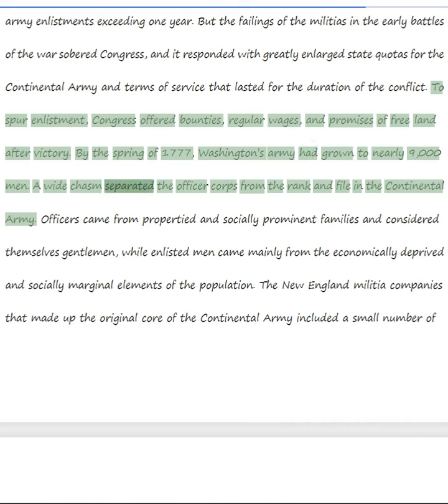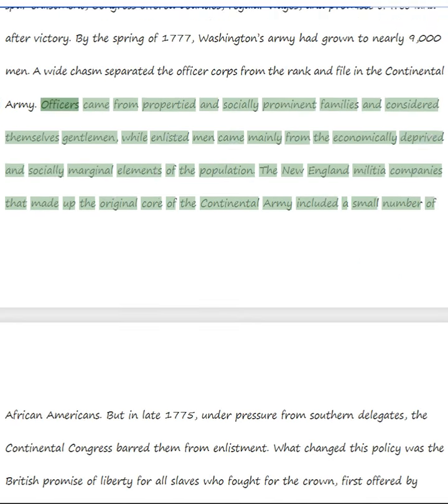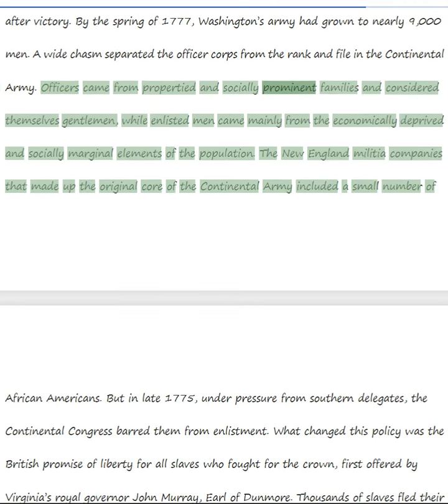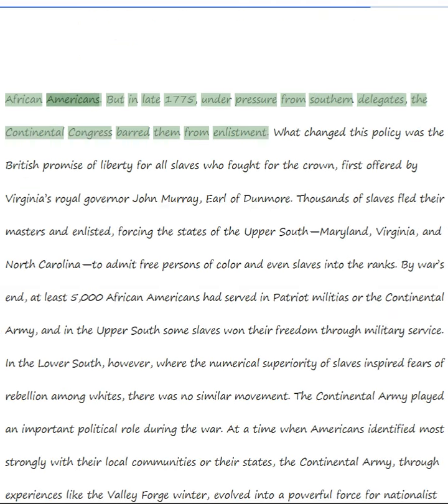A wide chasm separated the officer corps from the rank and file in the Continental Army. Officers came from propertied and socially prominent families and considered themselves gentlemen, while enlisted men came mainly from the economically deprived and socially marginal elements of the population. The New England militia companies that made up the original core of the Continental Army included a small number of African Americans. But in late 1775, under pressure from Southern delegates, the Continental Congress barred them from enlistment.